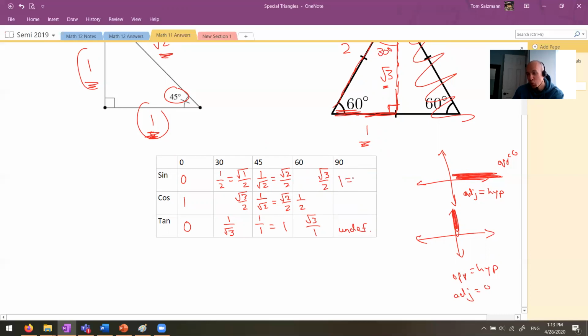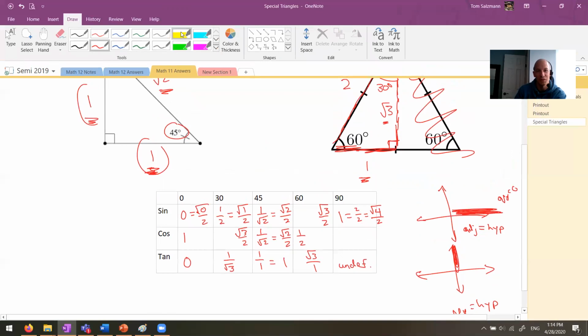I could even express 1 as 2/2, or if I really want to follow the pattern, √4/2. That's actually the same thing as 1. This is weird. You would never do it this way, but I just really wanted to illustrate that there's a very, very interesting little pattern here. Sine of 0 is √0/2, and it goes, sine of 30 is √1/2, sine of 45 is √2/2, then √3/2, and √4/2. The square roots go in order from 0, 30, 45, 60, and 90.